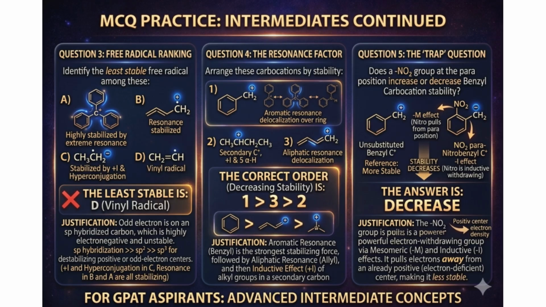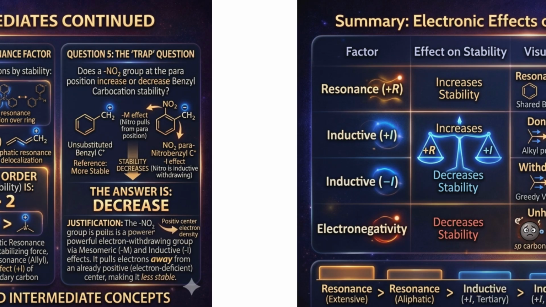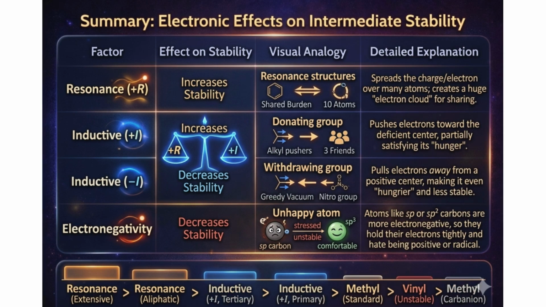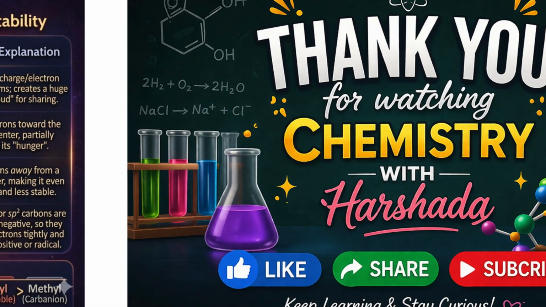Think back to our hungry carbon analogy. A carbocation is already starving for electrons. A nitro group is a greedy electron withdrawing group with powerful -M and -I effects. Instead of helping, it pulls electrons away from the positive center, making the carbon even hungrier and much more unstable. Keep these electronic effects in mind, and you'll be able to solve even the toughest stability puzzles.